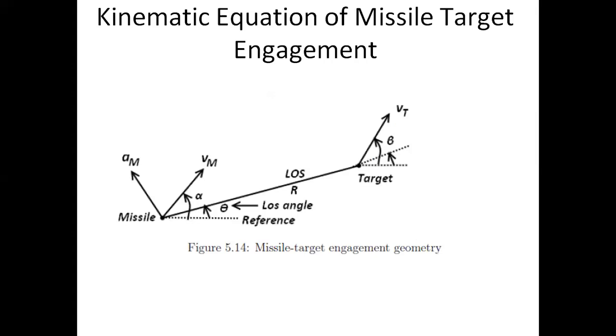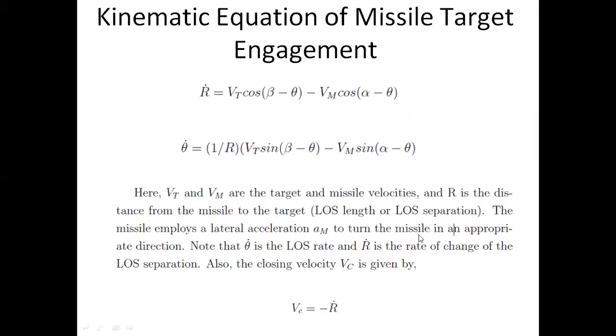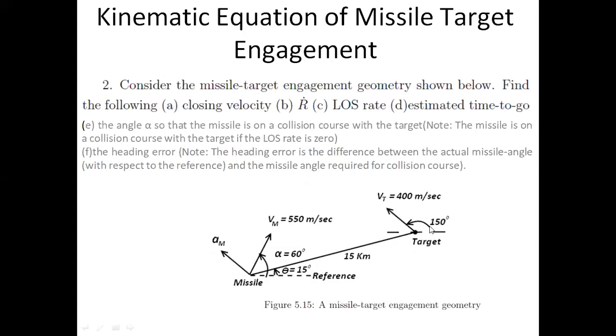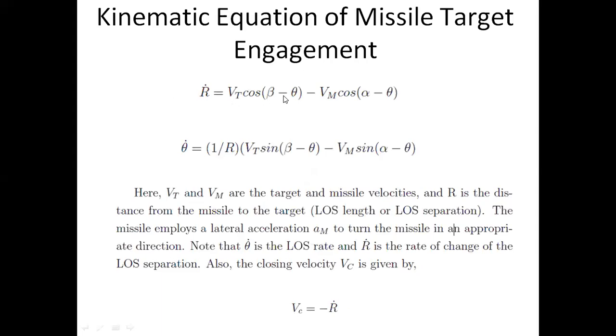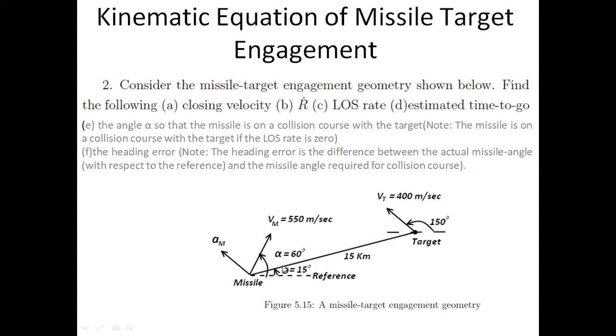See, we need to go by this reference geometry. The beta is the angle between your reference and the velocity vector of the target, and theta is the angle between your reference and the LOS. Similarly here, the LOS will be going in the direction at 15, so 150 minus 15 will become 120. So what will be the answer here? 400 into cos 120 minus 500 into cos 45. 150 minus 15 is 135.